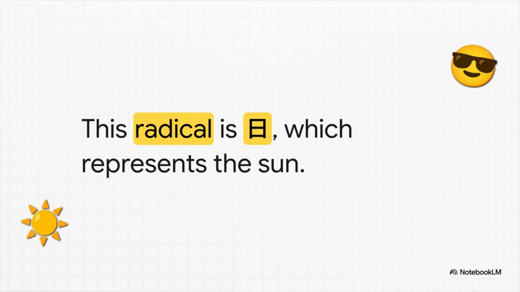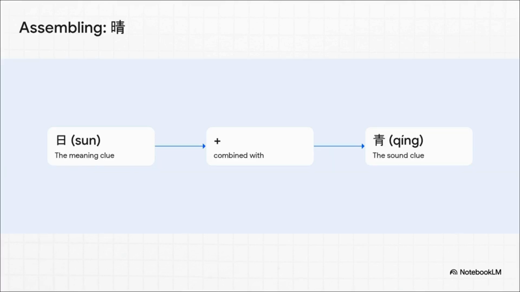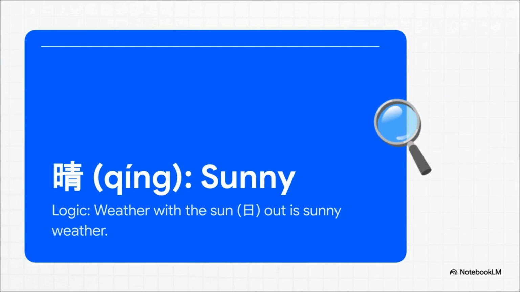All right, 1 down, 2 to go. Our next meaning clue is this character, rì. This one means sun or day. You can kind of see it as a little boxy sun. So let's do it again. We're going to take our meaning clue, sun, and we're going to combine it with our sound clue, this time with a rising tone, qíng. And that gives us qíng, which means sunny. It makes total sense, right? When the sun is out, what do you have? You have sunny weather. So the sun radical plus that qīng sound equals sunny.